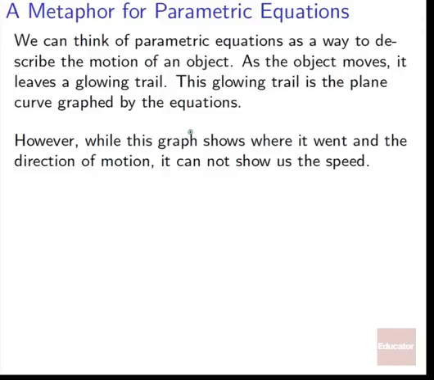So the equations tell us its motion, its location at a specific time. As it passes through various times, it moves through different locations. And what we see is a graph, the plane curve, which is just where it has been. However, this graph shows us where it's been, and it can show us the direction of motion by those little arrows along it, but it can't show us the speed.